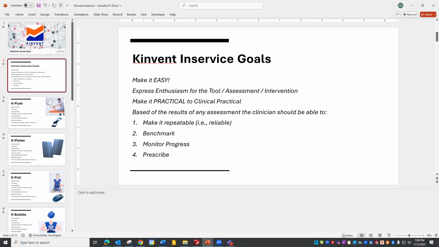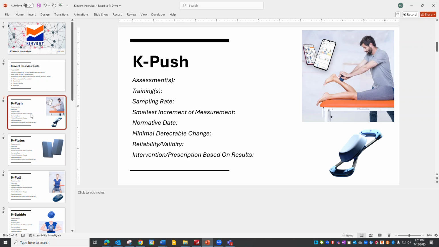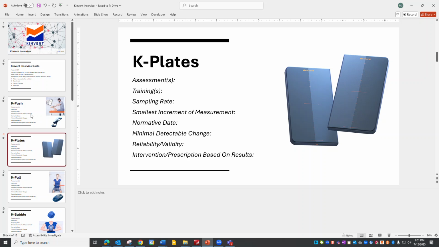And then also be able to prescribe. Try and help the audience and our teammates determine, based off the results, how that guides your intervention and your exercise prescription. It would be my recommendation. So with those 4 points in mind, I've created some template slides for each of the different stations. Feel free to change them, make them yours.